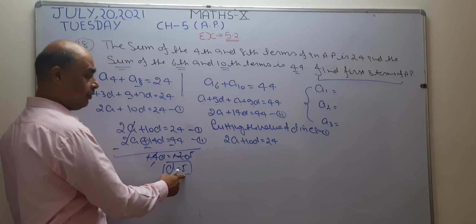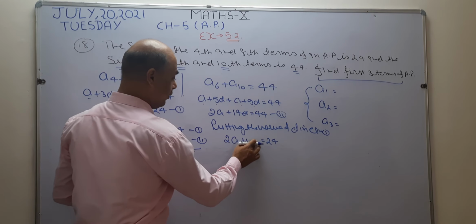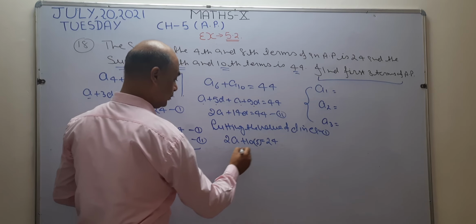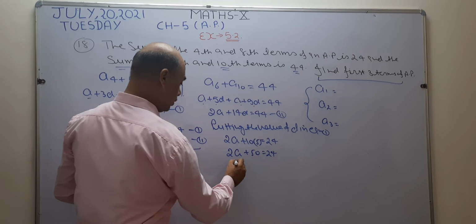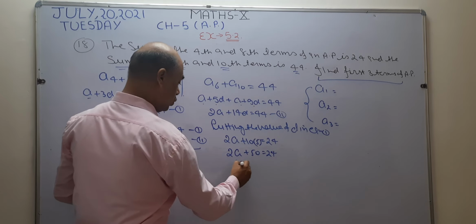The value of D becomes 5. So instead of D, I write 5. This becomes 2A plus 50 equal to 24. 2A equal to 24 minus 50. 2A equal to minus 26. So A becomes minus 13. So this is the first term of the AP, and this is the common difference.